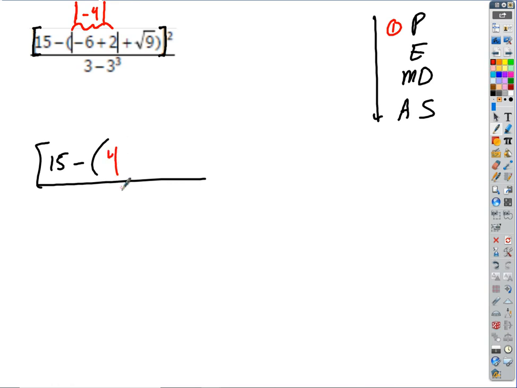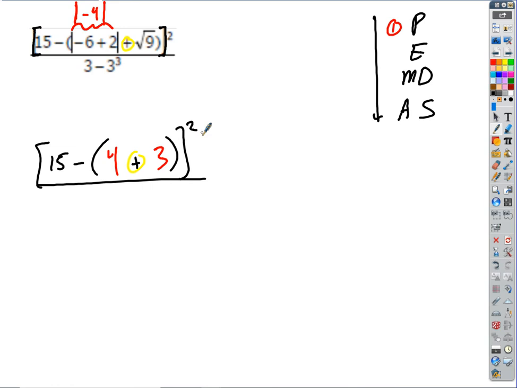Anything else we can do on the top? Why not? Right? We've got a square root of 9 that's being added to this stuff. Right? We've got that plus sign. So why not simplify that square root of 9 into a what? 3. Okay, good. Kill 2 birds with 1 stone there.